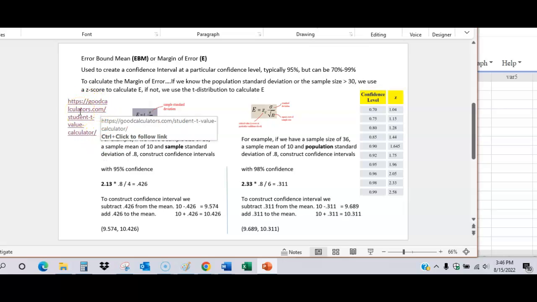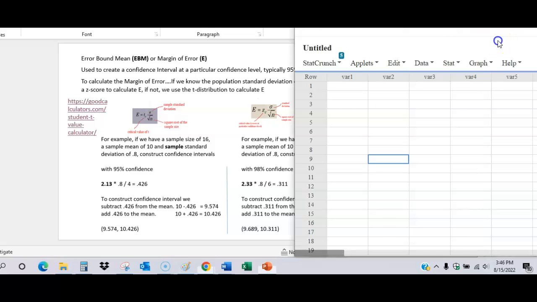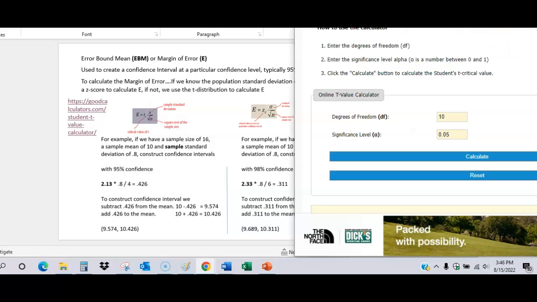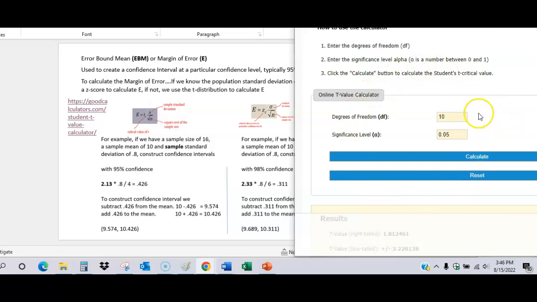So I gave you this link in the slides this week, but I think I have it open over here somewhere, and I do. So if you go to that link, you're going to come to a screen that looks like this. And remember, degrees of freedom is just sample size minus 1. So our sample size is 16, so we're going to put in a 15 here. And the significance level is 1 minus your confidence. So if we want 95% confidence, we're going to put 0.05 in here. And we're going to calculate.